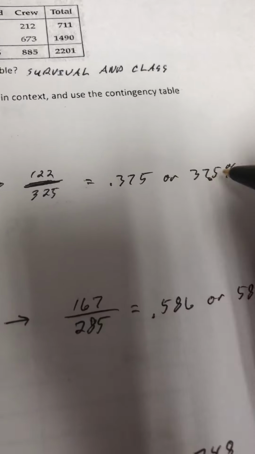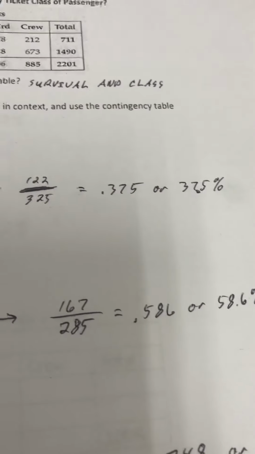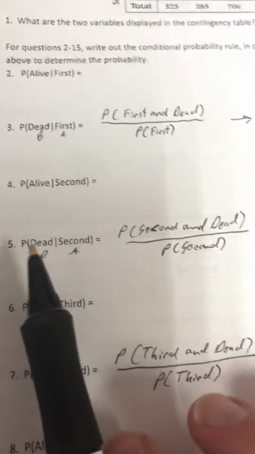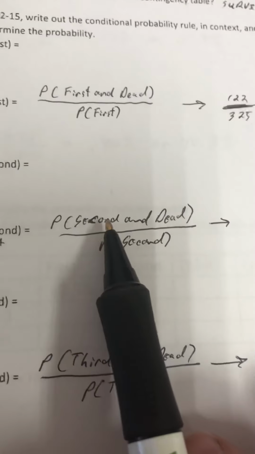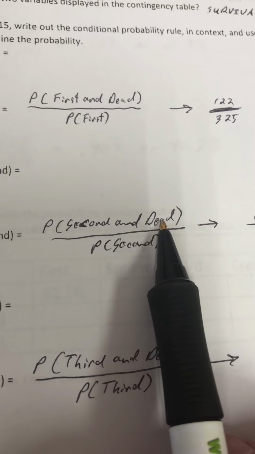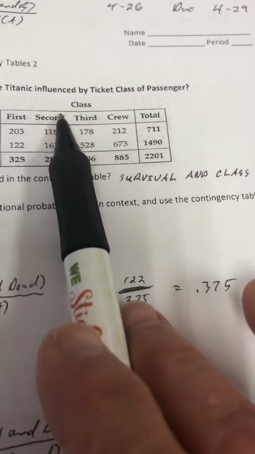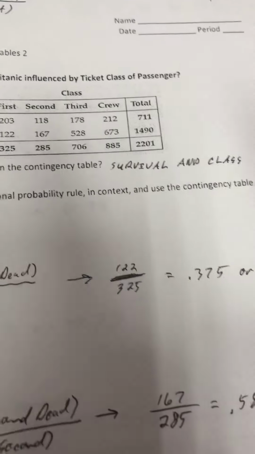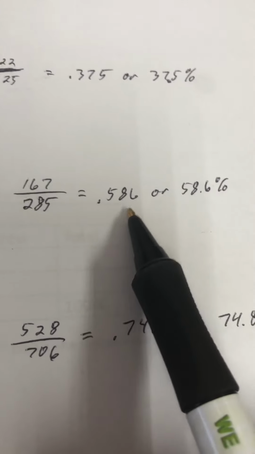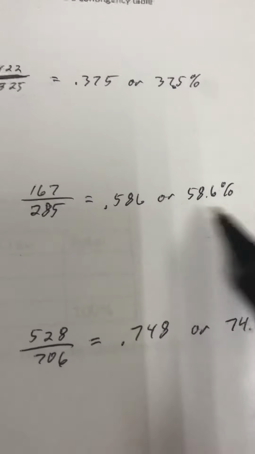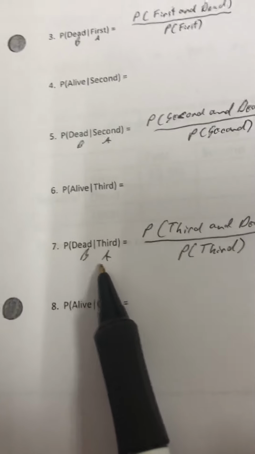My point is right there. I moved it 2 places to the right to make it into a decimal. Okay, taking a look at number 5, probability of B happening given that A happens. Second and dead, so we go to second and dead, 167, and just comparing it to 285, second only. So that becomes 0.586 or 58.6%.